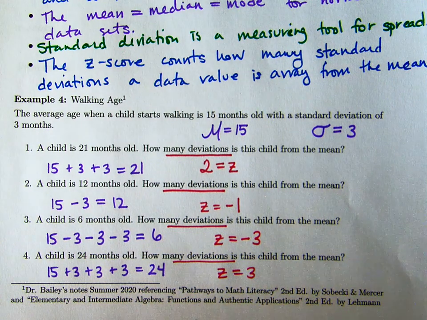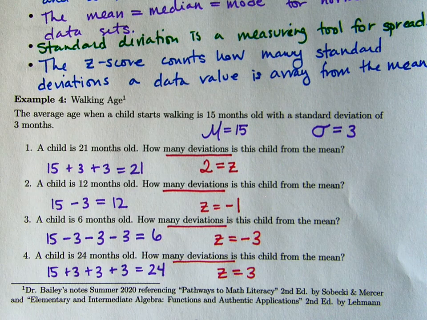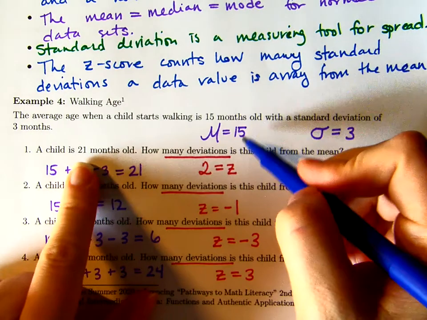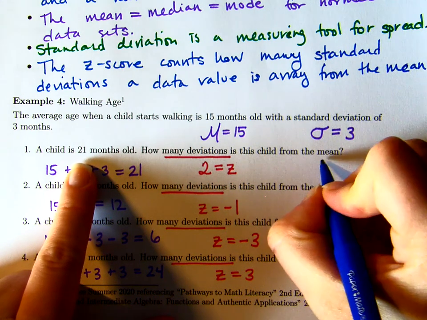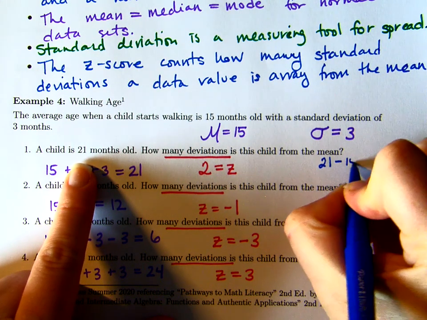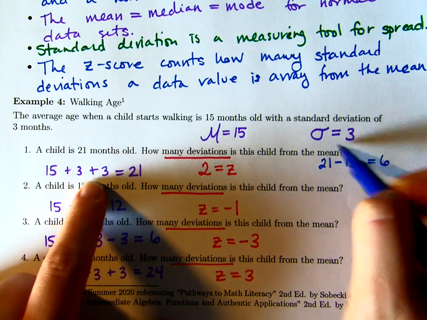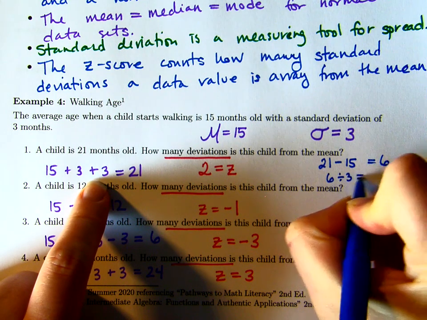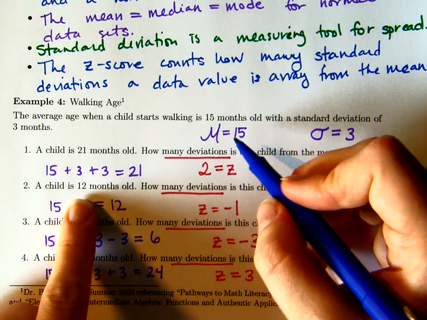Okay, and now I always have a lot of students when they're working this out say, okay, well, let's do this. The difference between 15 and 21 is 6 months. So they will quite honestly compute the difference. And then they'll be like, okay, and so how many 3s are there in 6? Well, that's a division problem. There are 2 sets of 3 in 6.